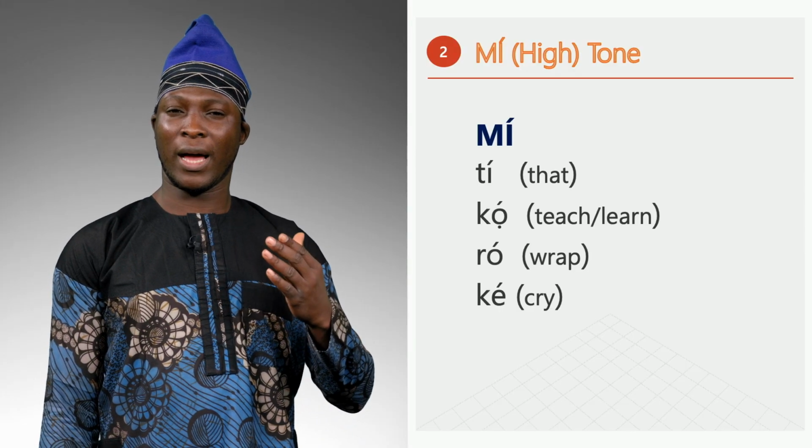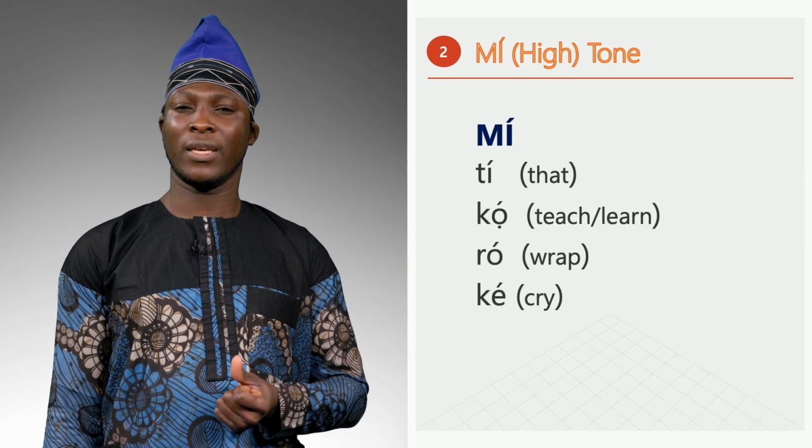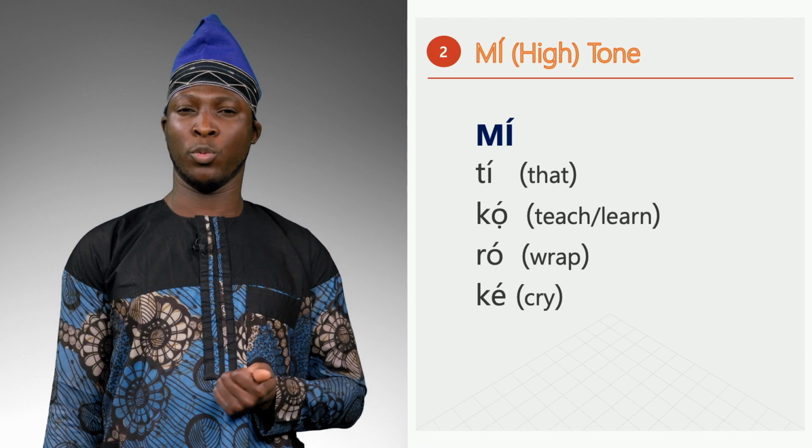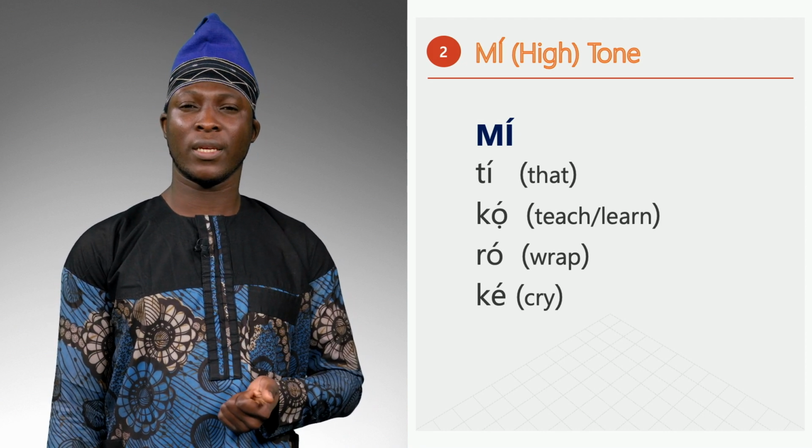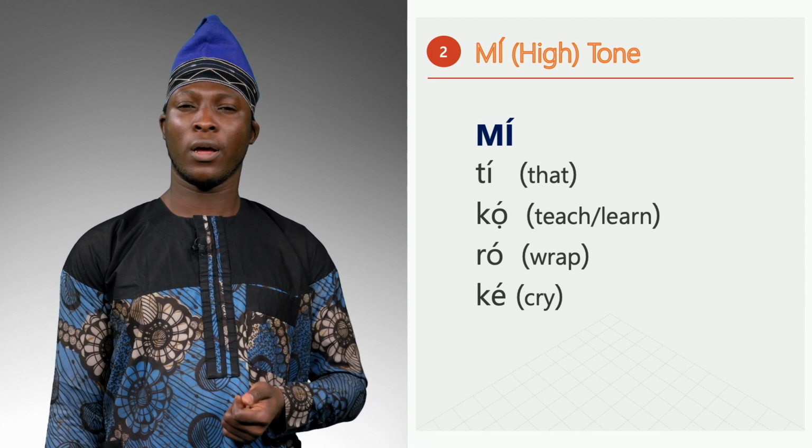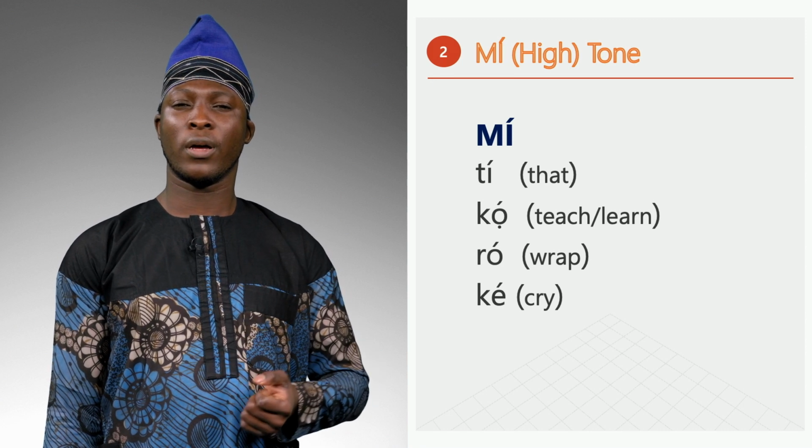Let's move beyond the low tone and start talking about the other tones that we have. The other tone apart from the low tone in Yoruba is the high tone. And so the high tone is mi. The tone is produced in the following words. Ti, ko, ro, ke.